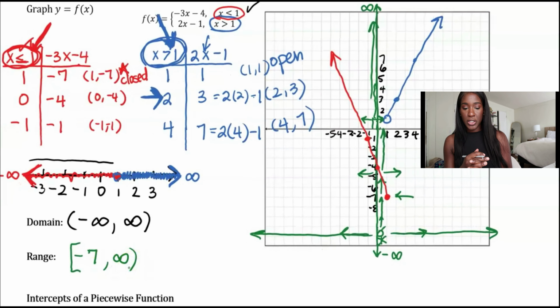So this concludes the second part. We're talking about the graphing and the domain and the range. And next we'll talk about the intercepts.